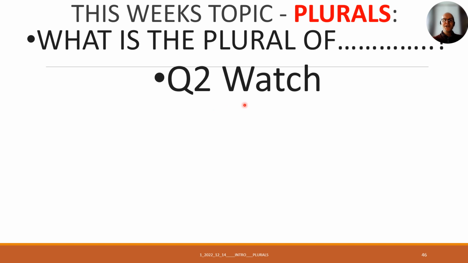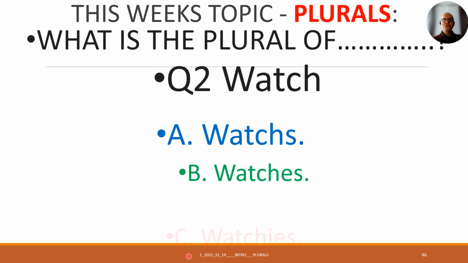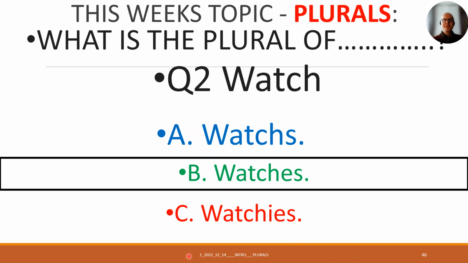Question 2. What is the plural of watch? Is it A, watches, B, watches, or C, watches? What's the correct spelling of the plural of watch? It's watches. Watch ends with the CH, and the rule is to add an ES.